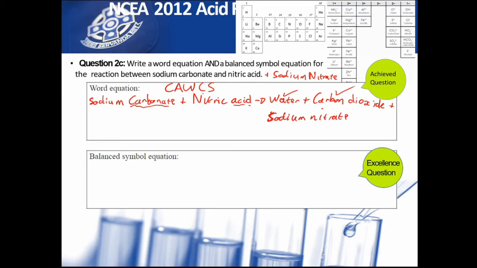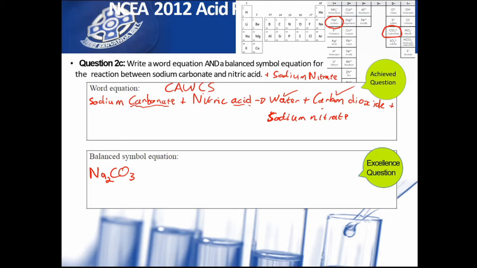Now we can write a balanced symbol equation. So the first thing is we need to translate this all into the symbols. So sodium and carbonate. Sodium, look, there it is. And carbonate, CO3. Now carbonate is 2 minus and sodium is 1 plus. Can you see that? Okay, so 2 minus and 1 plus. So we need 2 of these to cancel out the 2 negatives there.